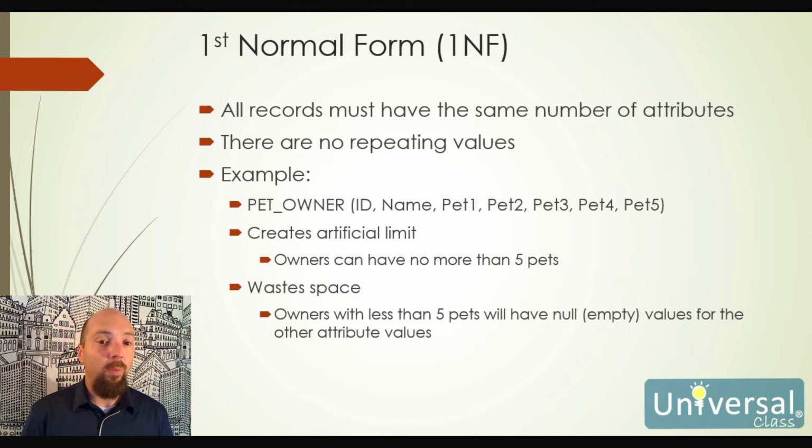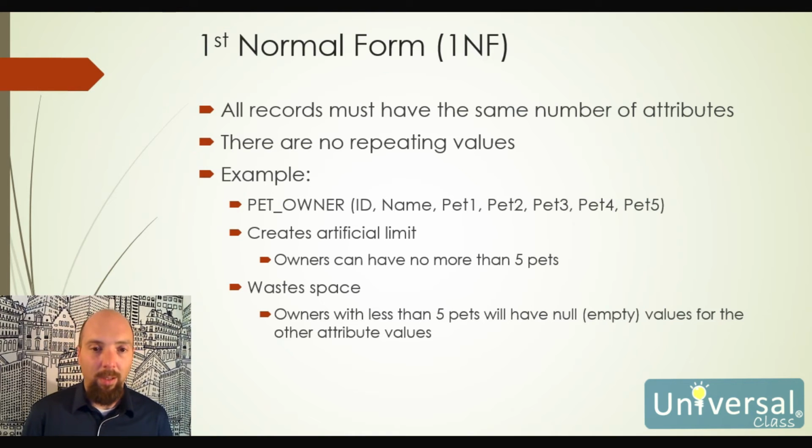Okay, so first normal form says that all the records must have the same number of attributes. So one of our rows has to have the same number of columns as every other row in that same database table. We can also have no repeating values. In this example, I have a table called pet owner, and each pet owner has an ID and a name, and then we list in the table pet 1, pet 2, pet 3, pet 4, pet 5. If I were to list it in this manner, I create an artificial limit, and my limit is that owners cannot have any more than 5 pets.